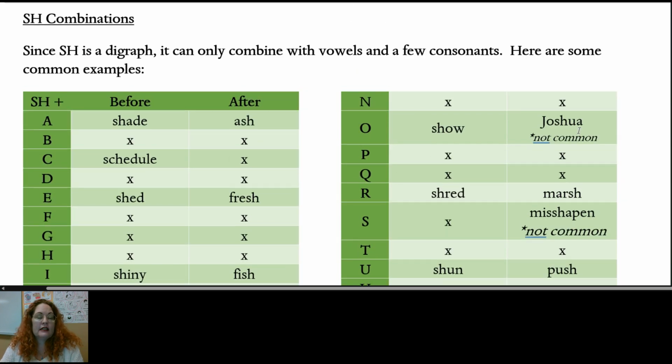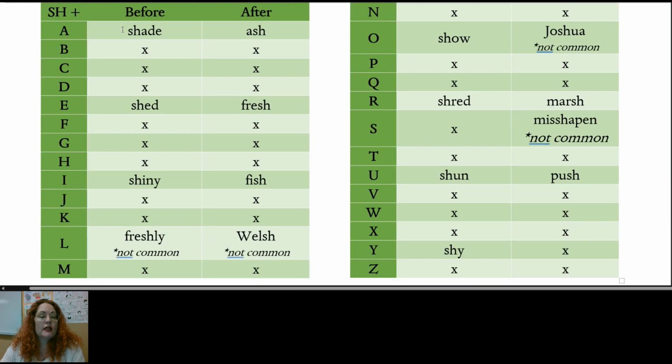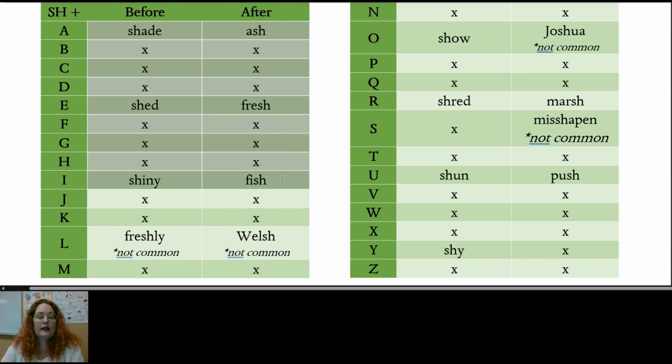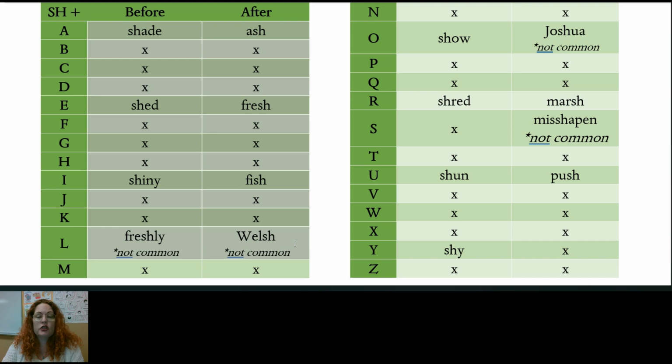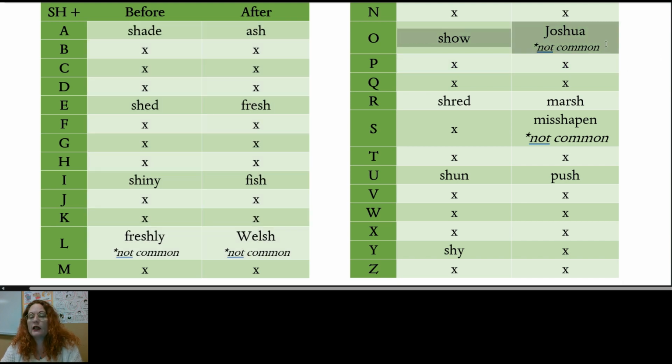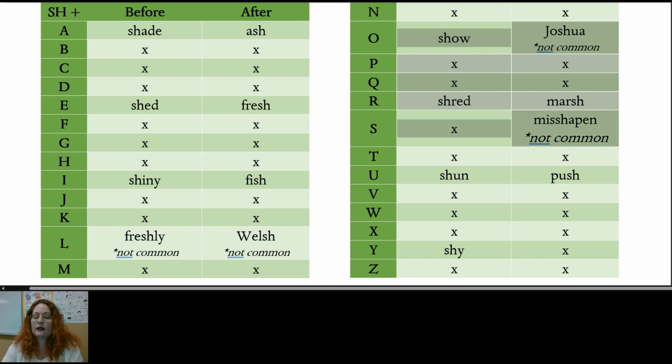SH has several combinations. It can go with an A, like shade or ash, with an E, like shed or fresh, with an I, like shiny or fish, sometimes with an L, though not too commonly, for example, freshly and Welsh, with an O, like show, or occasionally, as in the word Joshua, with an R, as in shred or marsh, with an S, though this is quite uncommon, like misshapen, with a U, like shun or push, and with a Y, like shy.